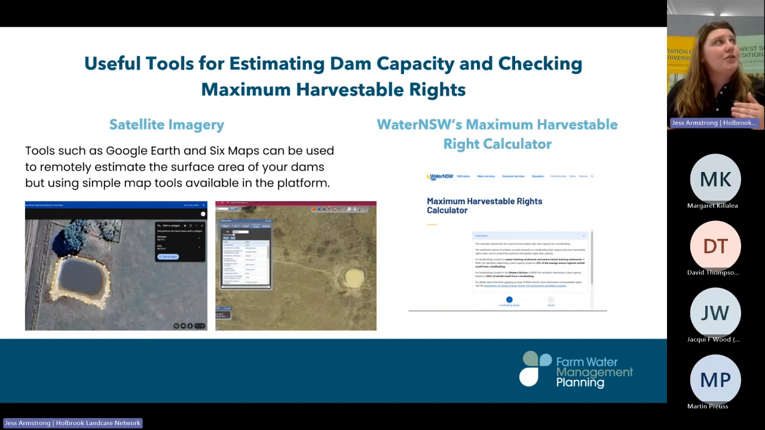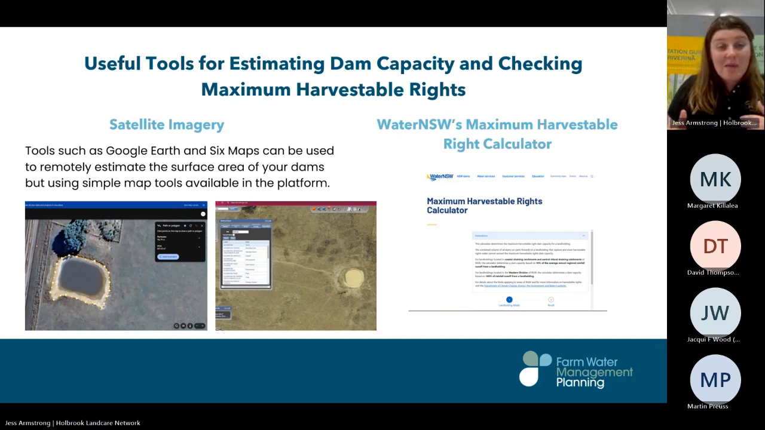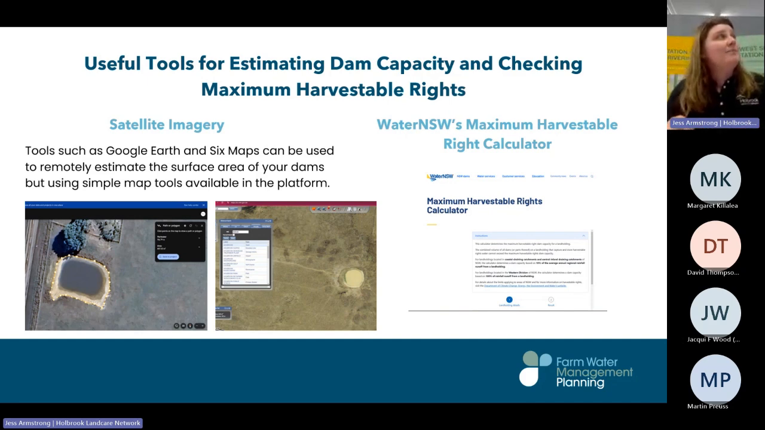So what I'm just going to do, bear with me, is stop sharing my slides and then share Google Earth, and I'll also show you Six Maps. These are 2 platforms that are available online, which you can use the mapping features on to remotely estimate the surface area of your dams. That means you can skip having to go out with your tape measure and measure it. And then you can plot around the high water line and estimate what the surface area is for your calculations.